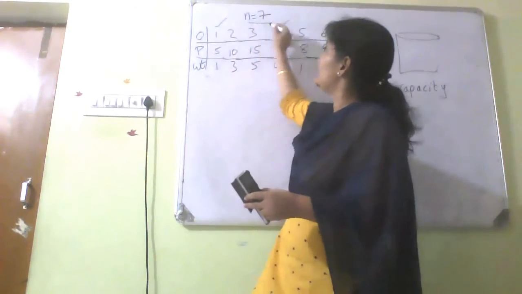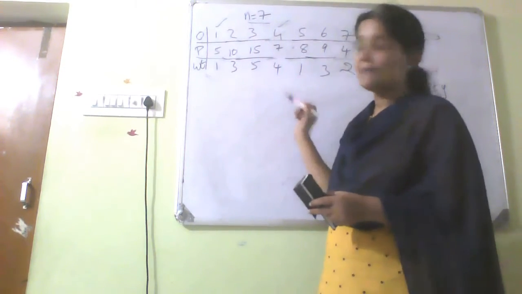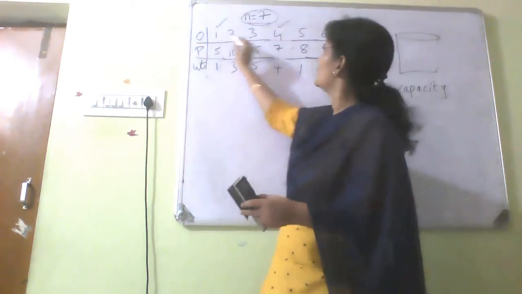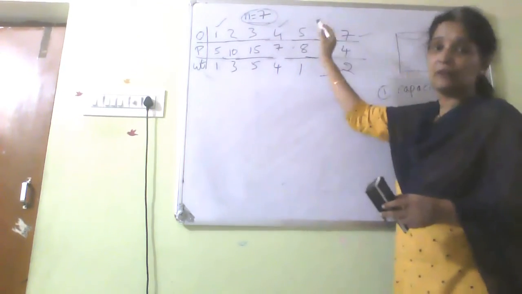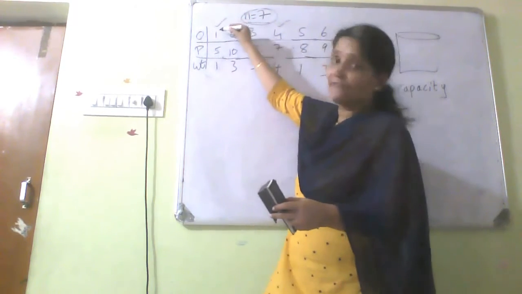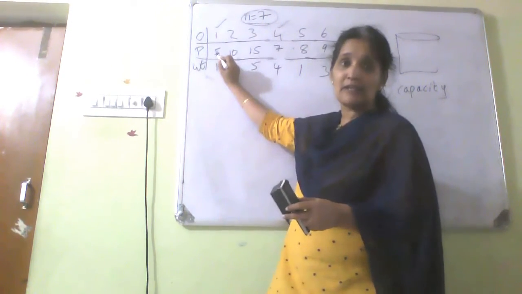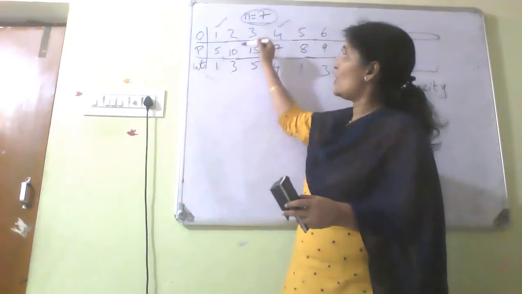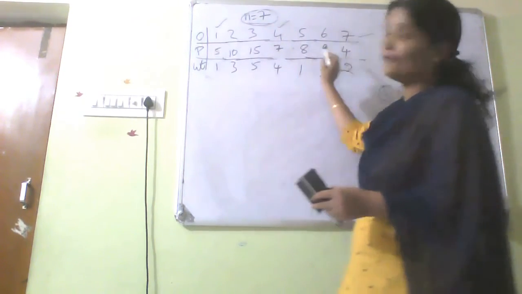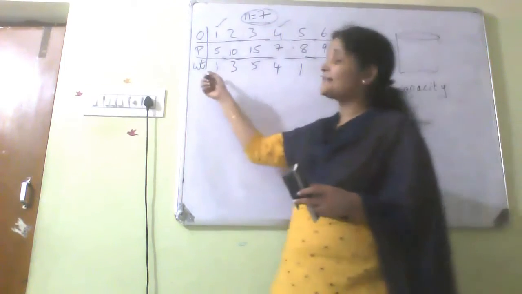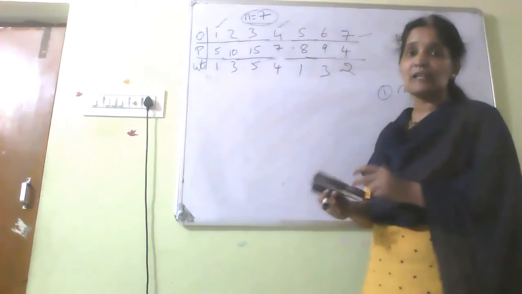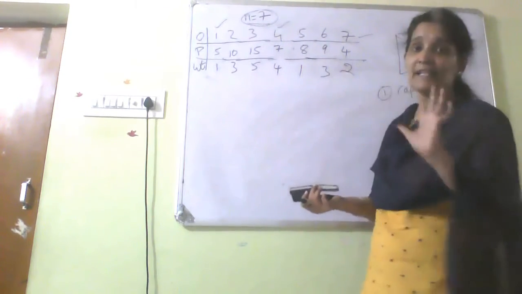Here we are given the number of items: 7 items, or 7 objects. Objects 1, 2, 3 up to 7. If you select the first object, the weight is 5. The second object's profit is 10. Profits are given for each object, and similarly the weight of each object is also given.